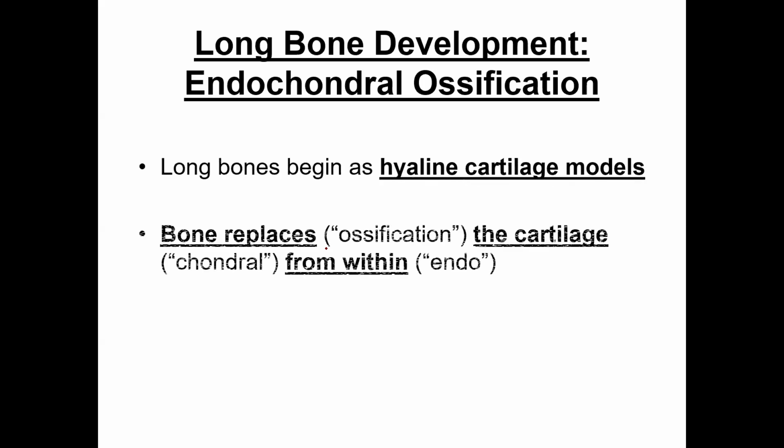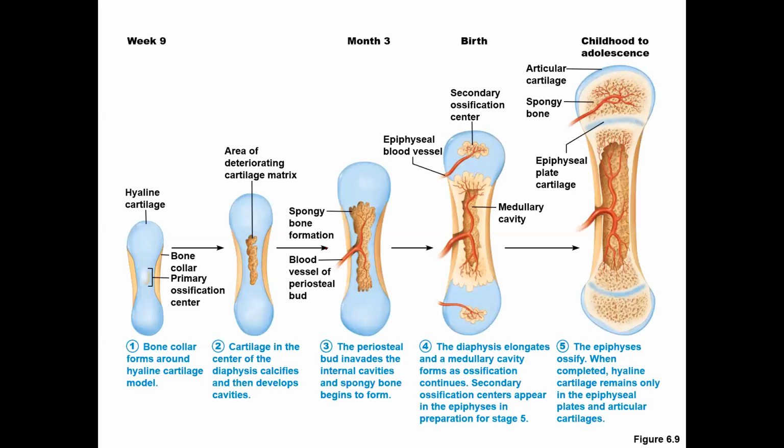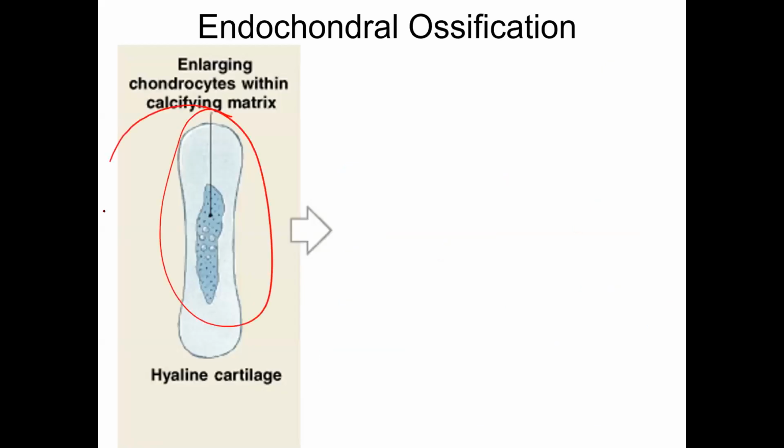Now, long bones form in a different way because long bones all start as hyaline cartilage, and bone replaces that cartilage from the inside out. It's the term endochondral ossification. Here's the whole process. We start with this little cartilage model. Remember that cartilage has to be kept very thin. If it's not kept thin, the cells in the middle die because cartilage relies on diffusion to get its nutrients.